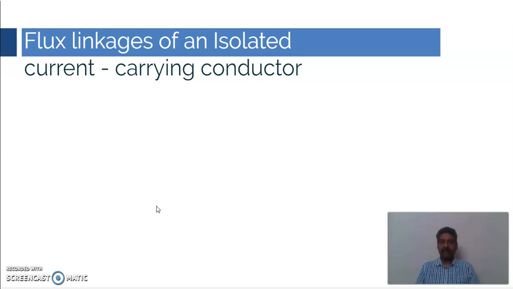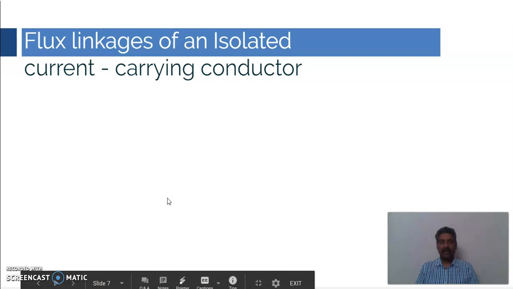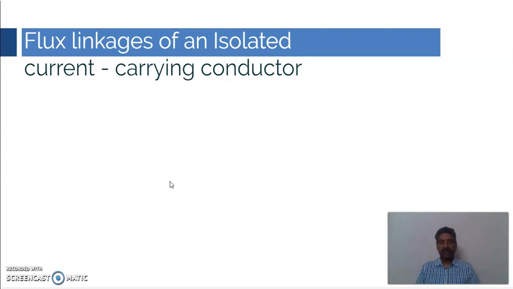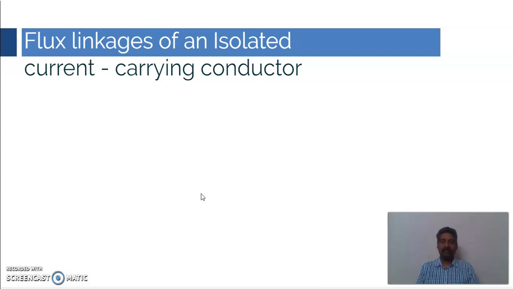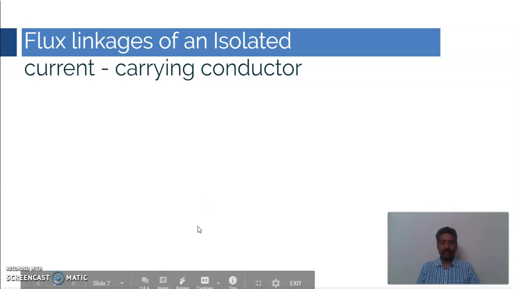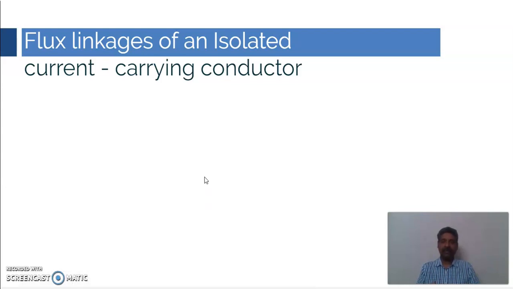The reason is, if you assume it's an isolated current carrying conductor, there won't be any other conductor nearby, so that the flux linked with this conductor can be assumed as circular in nature. If you have any other current carrying conductors nearby, then the flux produced by the nearby conductors may interfere and the shape may deviate from the circular shape. So in order to assume that the flux linked with this conductor is circular in shape, we are starting with an isolated current carrying conductor.